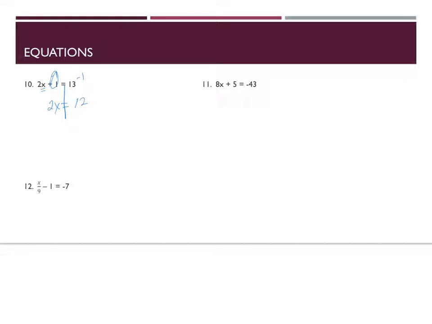Now I'm ready to get x totally by itself. 2 times x means that I need to divide by 2 to get x by itself. Divide both sides by 2, and x is 6.